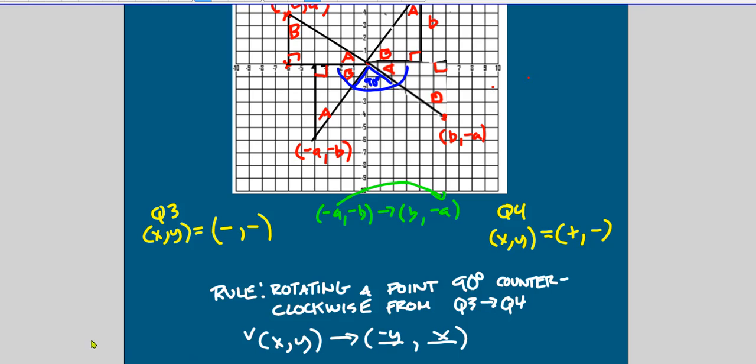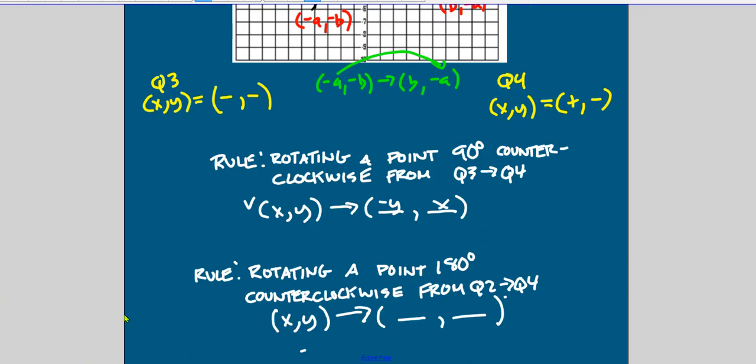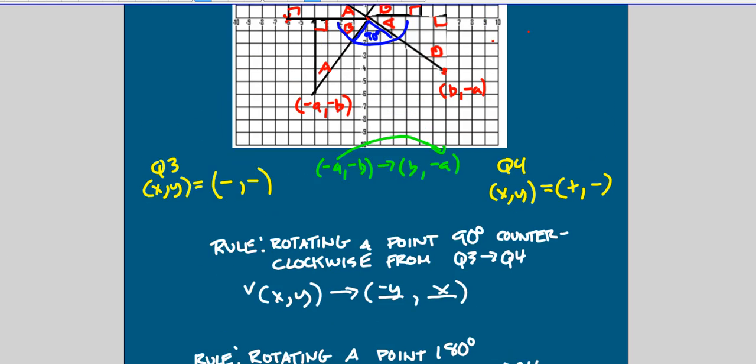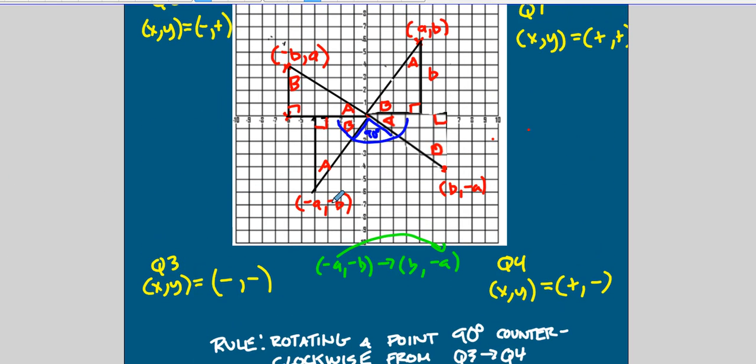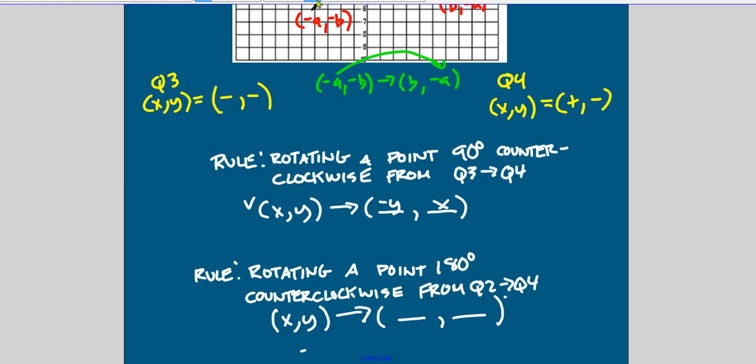Okay? And if we had to rotate a point from quadrant 2 to quadrant 4, notice again, we have negative A, negative B, we go to A, B, so we're making it negative x, negative y, like we did before in the last example. So this rule also will be consistent. It's going to be negative x, negative y.